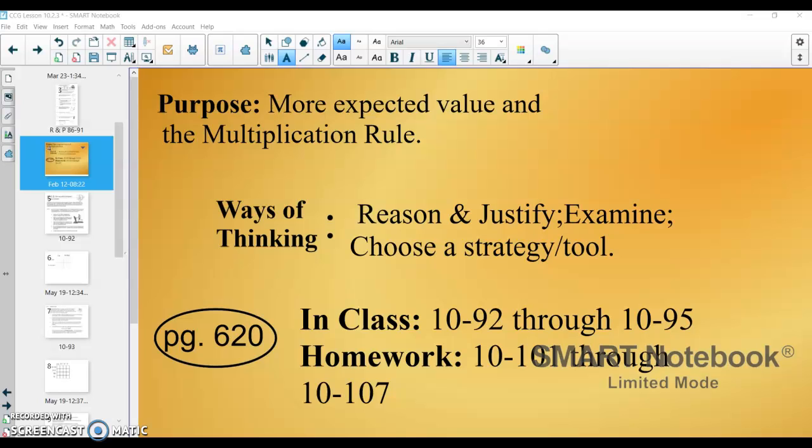All right, here's my video guide for lesson 10.2.3, the last lesson that we really do with probability in here. And really, it's just going to bring everything together that we've talked about: conditional probability, two-way tables, your standard probability, your area models. We're going to see it all here.